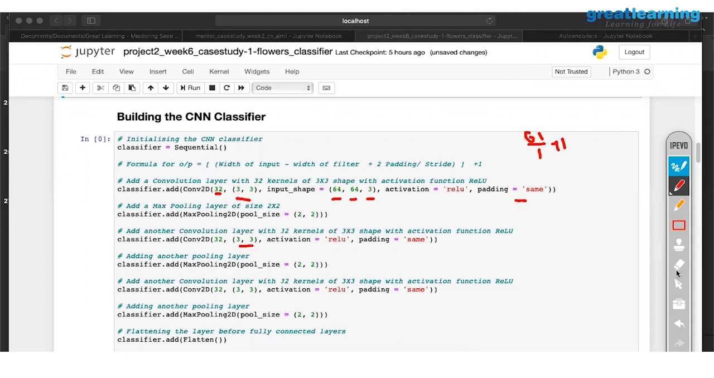Rather than taking this approach, we'll take this particular approach. 64 into 64 is what? 4096. When you pass it through your max pooling function of 2x2, basically we are dividing it by 2. So when you divide 4096 by 2, you are going to get 1096. Again you max pool it, and you are going to get... How much? Can somebody help me here? I'll have to get my phone.